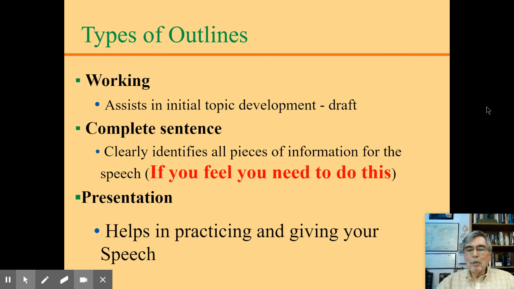If you write out whole paragraphs, you're going to lose eye contact, spontaneity, and so on, because you're going to stand there with your head down reading it. You don't want to do that. So the working outline, maybe a complete sentence outline. Sometimes I will write out entire thoughts, but I gave up long ago trying to write the speech out word for word because that didn't actually help me that much.